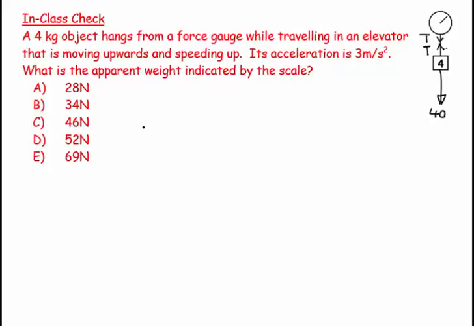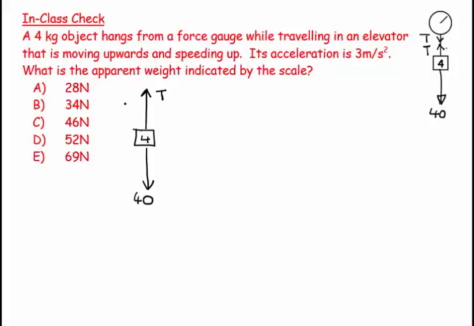So let's draw ourselves a diagram of this object. So here's the object, and it's 4 kilograms. And what counts is that we have a weight on here, which is a pull of gravity, which is 40 newtons. We have a tension upwards, which is going to be equal to our apparent weight. This is what we want. But the fact is, we're not in equilibrium. We are accelerating.